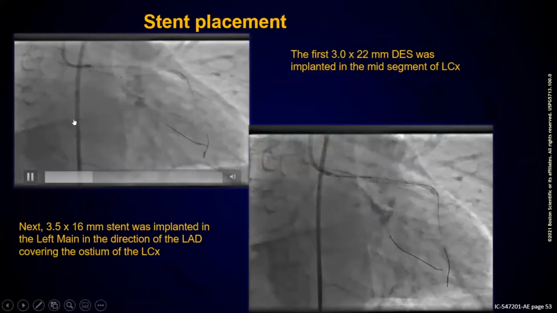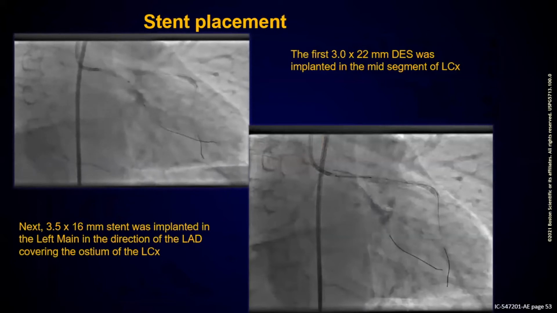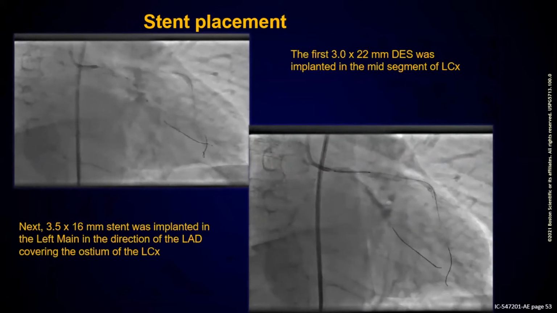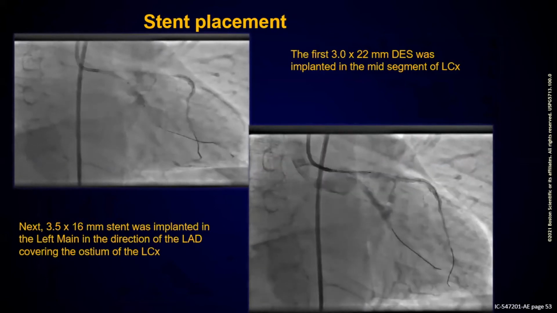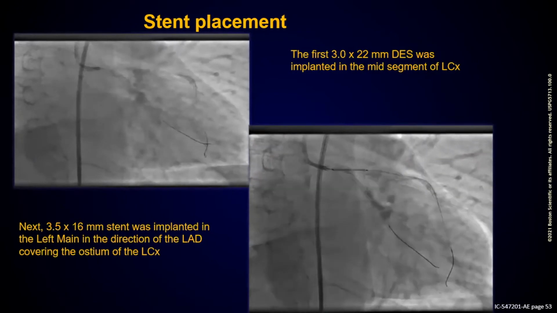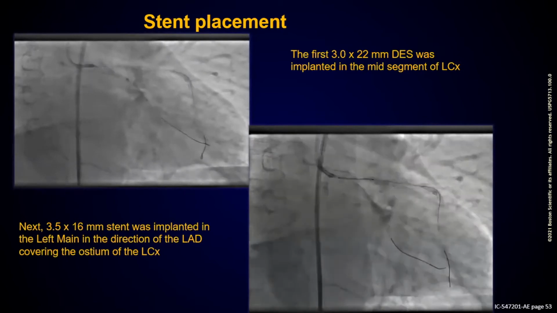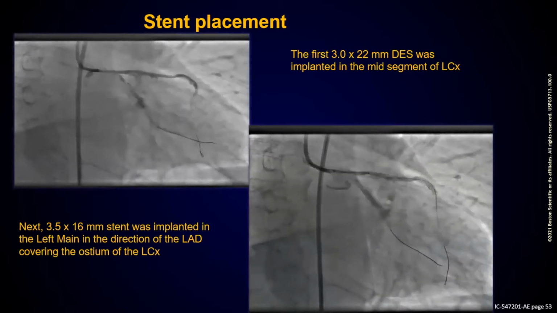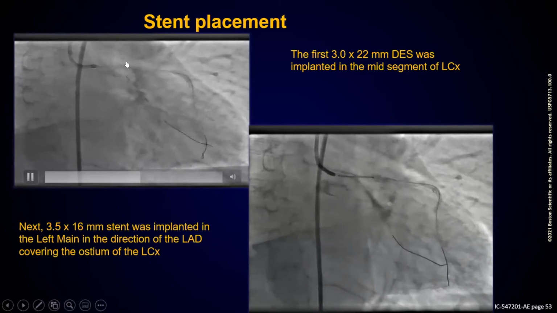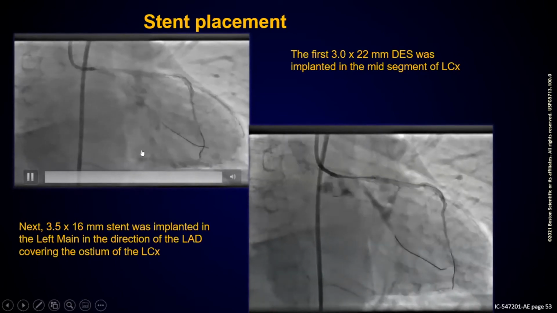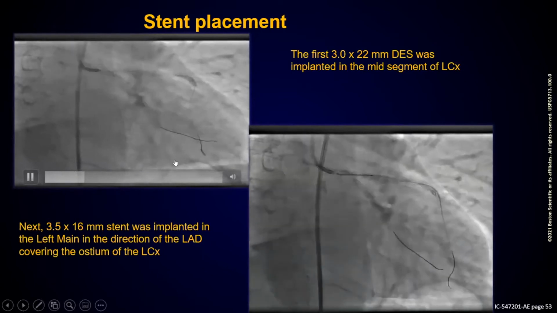So one can use any technique now. It has become a bifurcation lesion. And so I went for one of the techniques. Whichever you feel comfortable with, one should do that, rather than debating which one is better or not, particularly for left main. So then a 3.5 into 6 millimeter stent was implanted into the left main in the direction of the LAD.